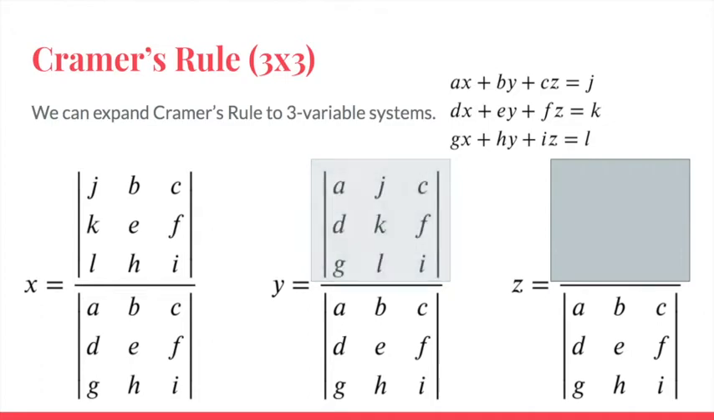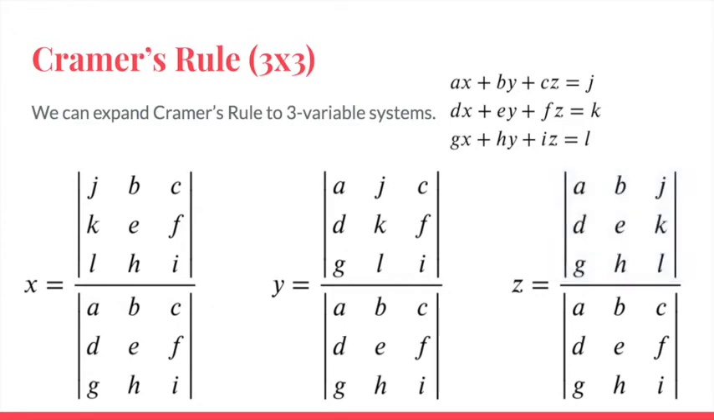Okay, moving on to the second fraction, you see that j, k, and l now show up in the second column. That's where the y coefficients were. They've been replaced. And then when we look at z, j, k, and l is now in the third column because it's replaced the z coefficients. So the pattern is not terribly difficult itself.